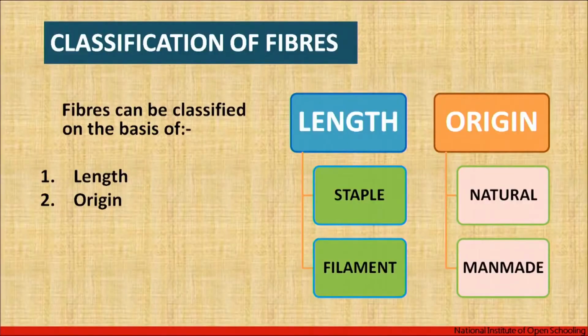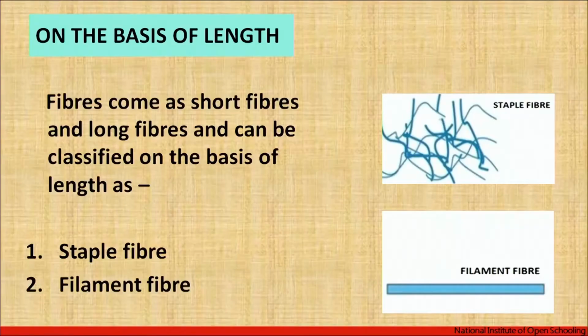Next is the classification of fibers. Fibers are broadly classified under two categories: one on the basis of their length and the other on the basis of origin. Fibers come as short fibers. Usually natural fibers come as short fibers, and long fibers are made through chemical treatments, or we can say man-made fibers are usually filament in nature.